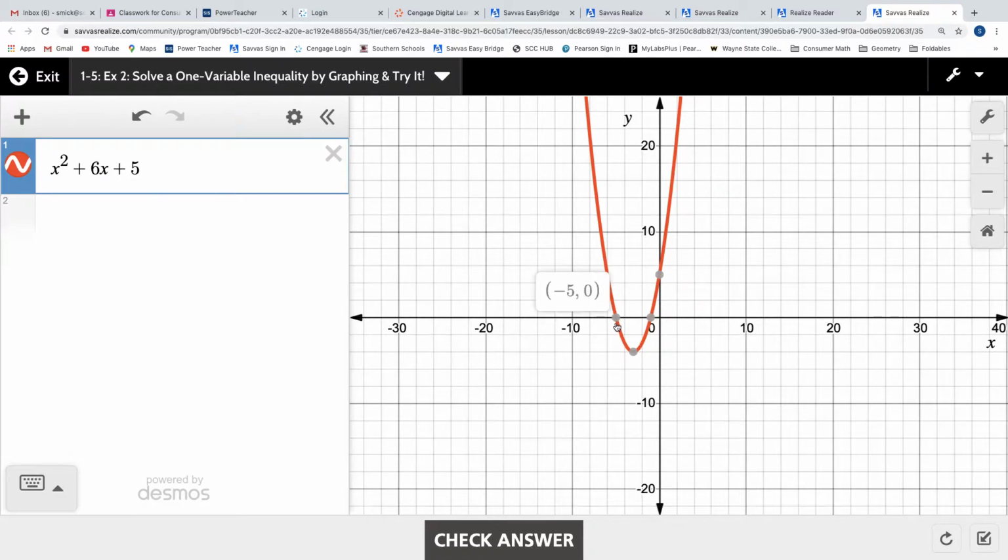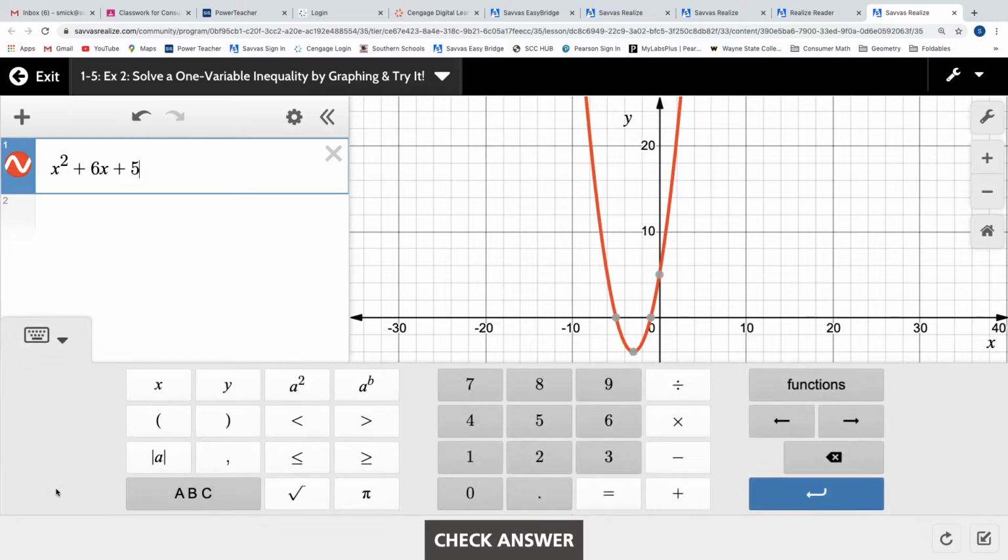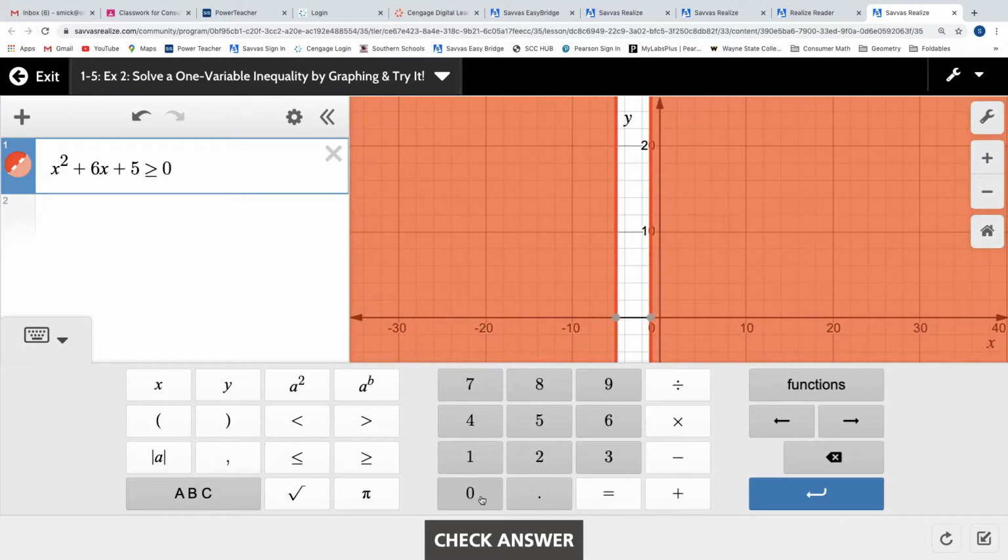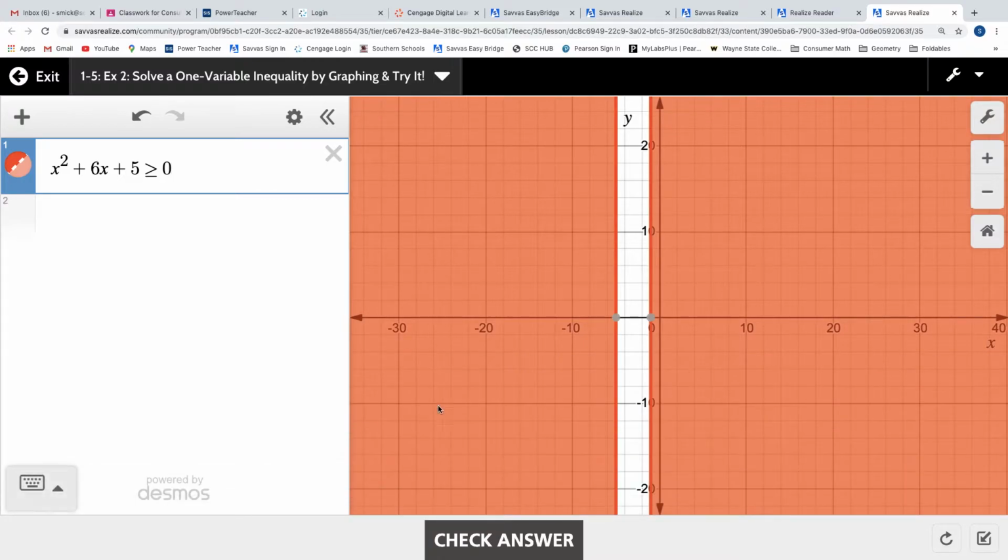And it tells me, look, I can put the finger on there and it says -5, 0. See that? That's awesome. But why did it do what it did before? I want to know where it's greater than or equal to 0. Why does it do this? Because everything to the left and everything to the right of those intercepts is greater than 0, correct? So it's just showing you the answer to the question that you asked and nothing else.